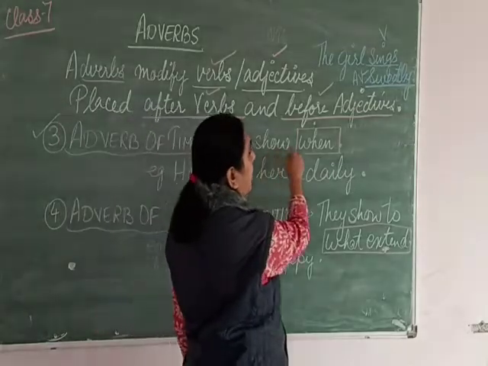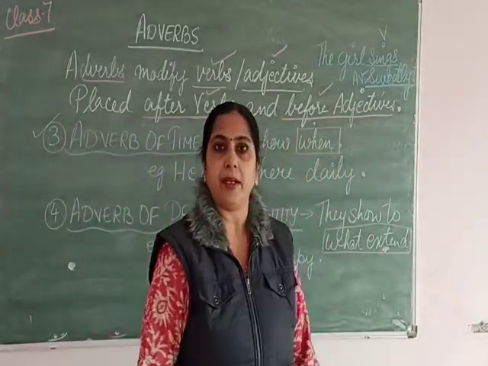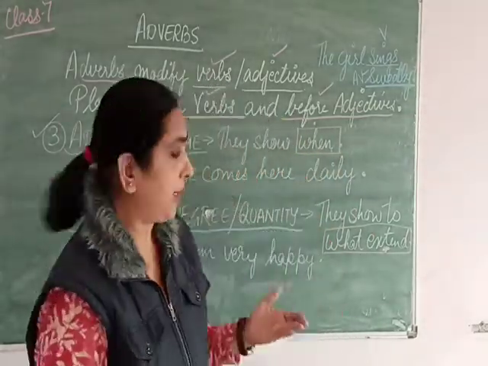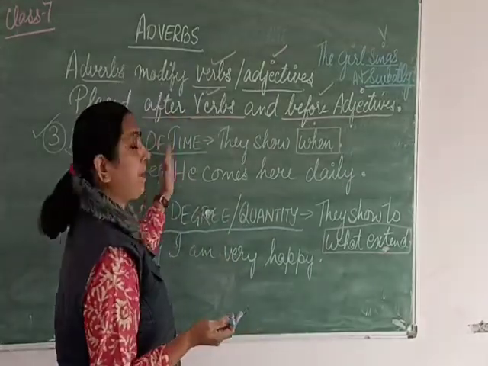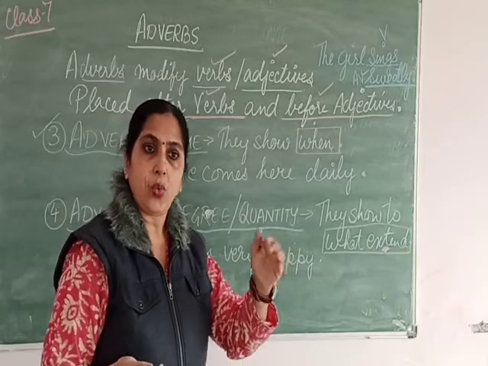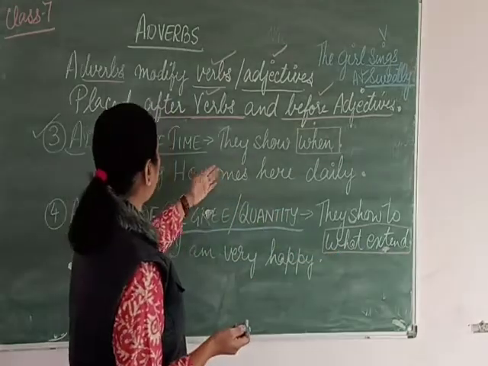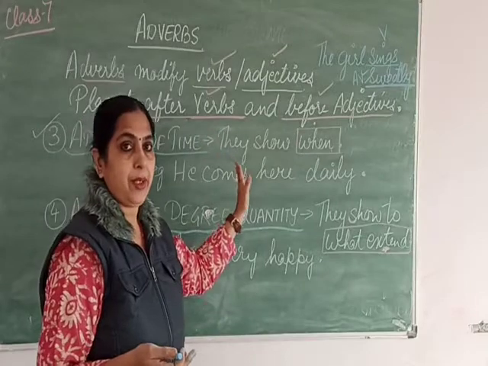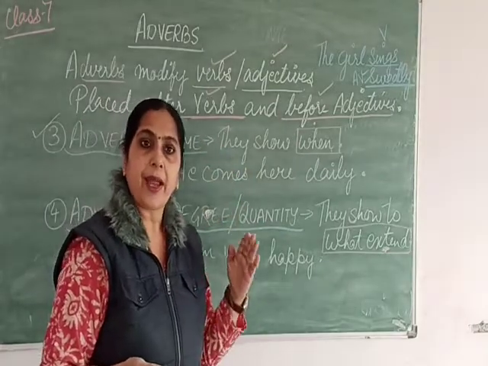Now they show when an action is done. When is an action done? So it indicates adverb of time. Whenever in a sentence time is indicated, when the action is done, then that is called adverb of time. You are going to recognize that this is adverb of time.